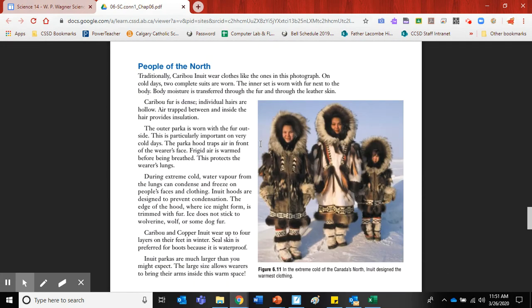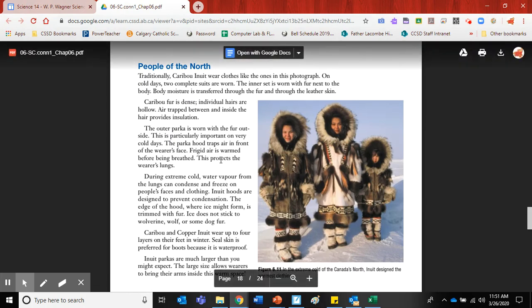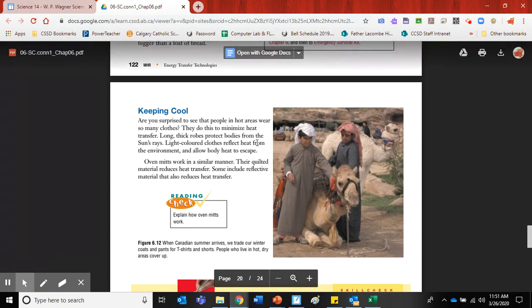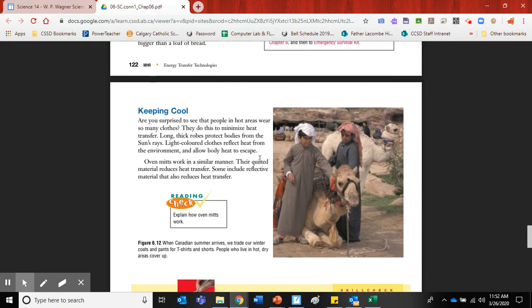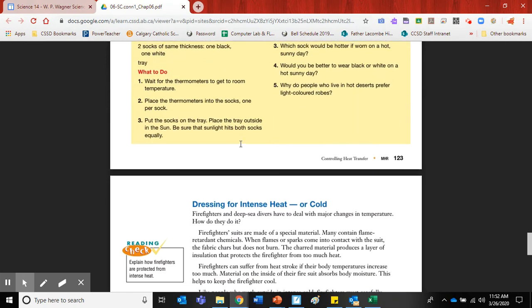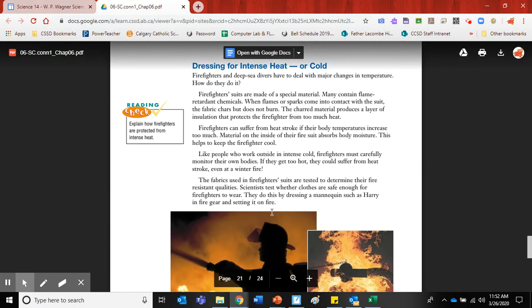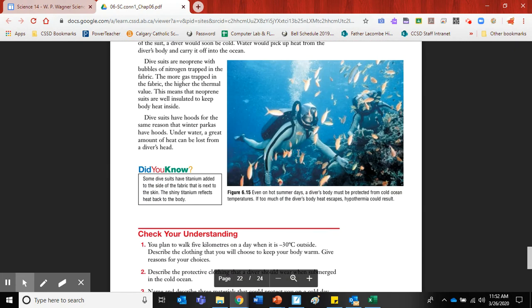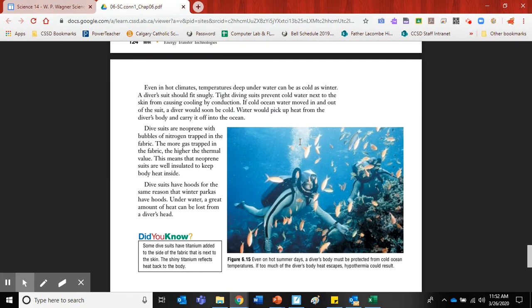Okay, these are all going to be practical questions. The people of the north, how does it keep them warm? We see how do we keep cool, because that's also controlling heat transfer. How do long robes actually keep us cool? Copy down the big ideas from them. You can see down here, immense heat. How do firefighters protect themselves from the heat? How do scuba divers protect themselves from the cold?